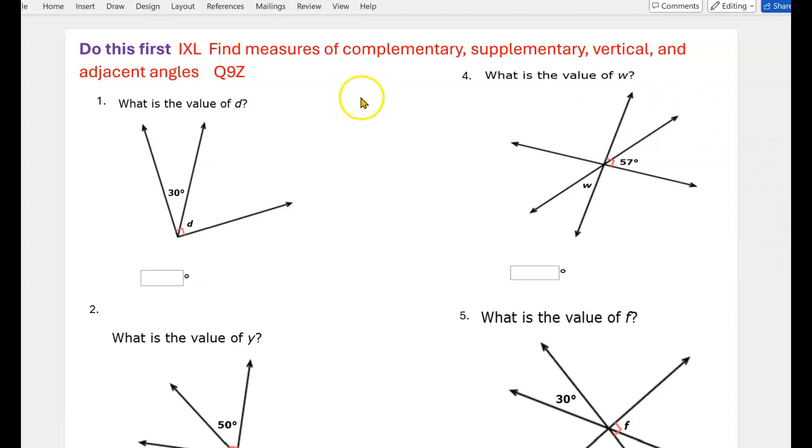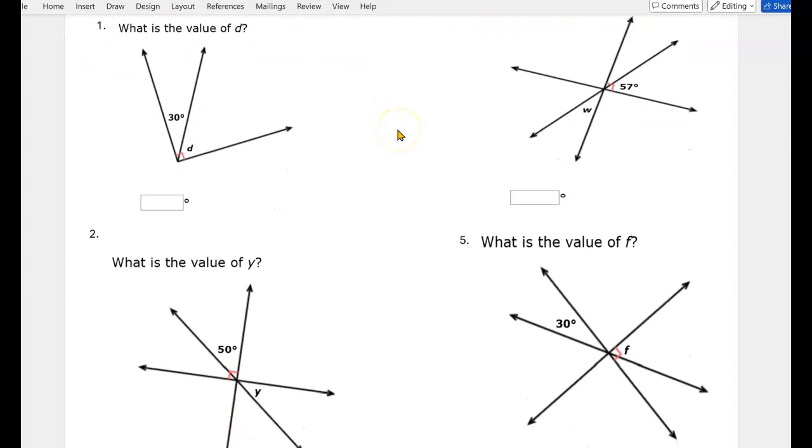All right, so hopefully you have gone to IXL and worked on find measures of complementary, supplementary, vertical, and adjacent angles. Yes, you should have done that and gotten a SMART score of 90 or better. I will work a few of these with you to get you started.